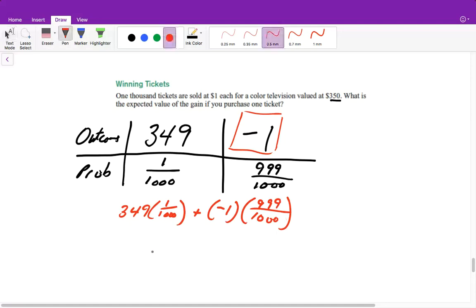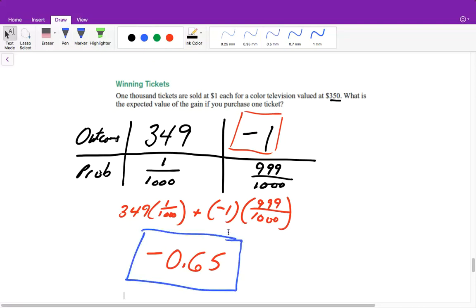And that will give us an expected value, or an average, of negative 65 cents. So that means that on average, every single time that we purchase this ticket, we could expect to lose, on average, 65 cents. So it's not saying that we will lose 65 cents this time. It's just on average. So we may lose 30 times in a row. So that means we would lose $1 every single time. So we would be down $30.